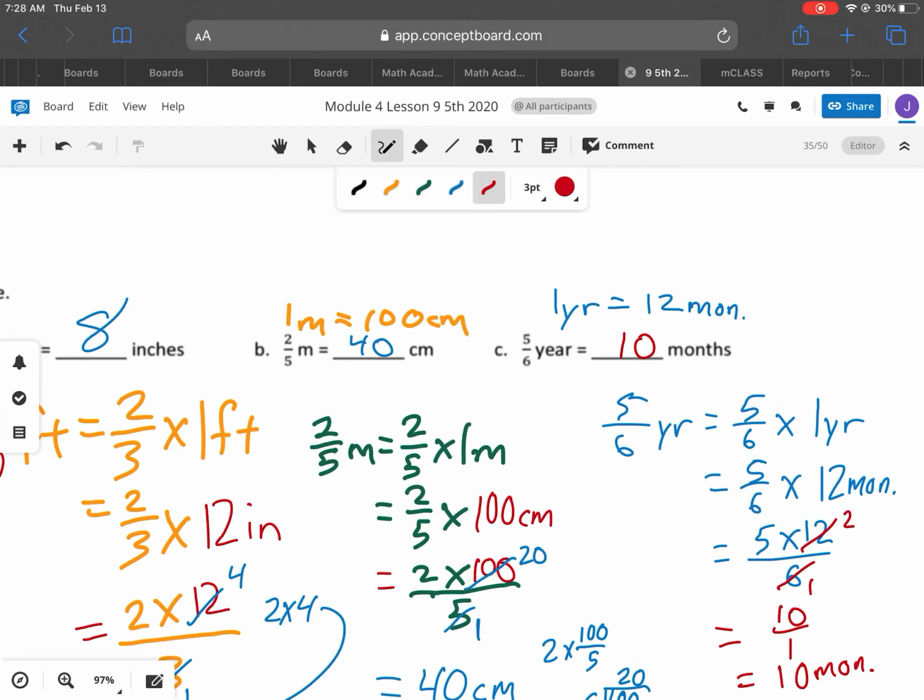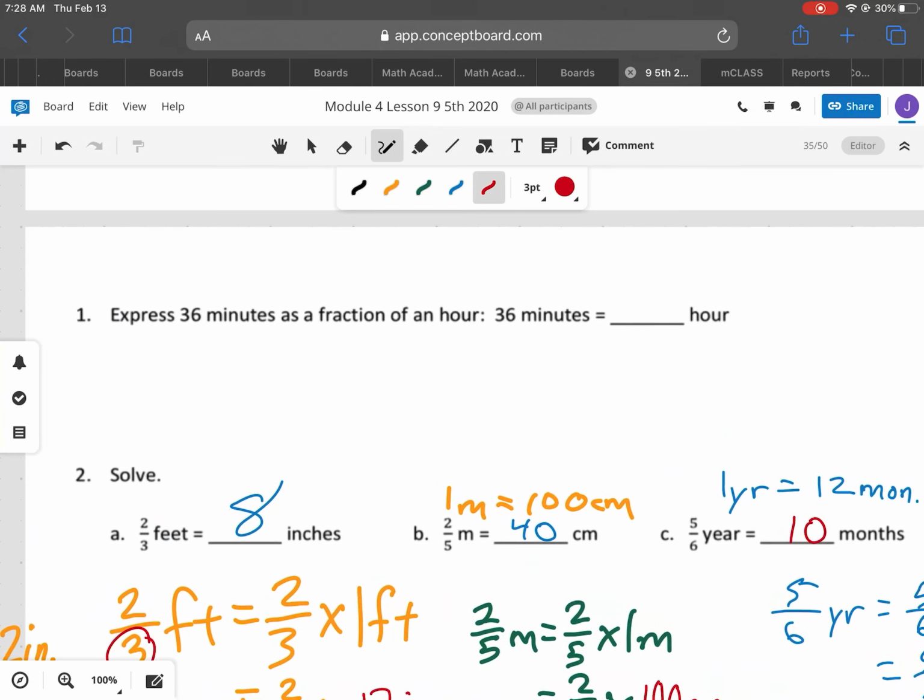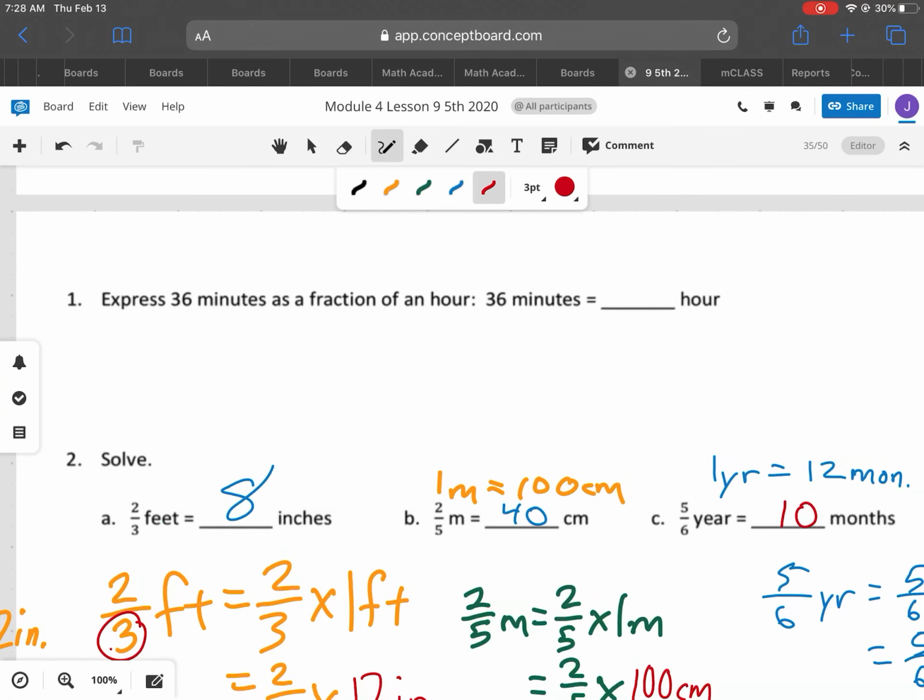All right, 5/6 of a year, it's close to a whole year. 6/6 of a year would be the whole year. So a whole year has 12 months, so our answer should be closer to 12, and it is. All right, let's go back up to here.